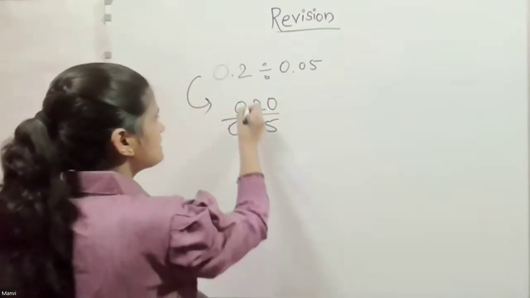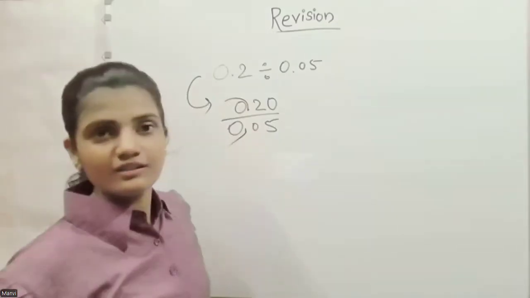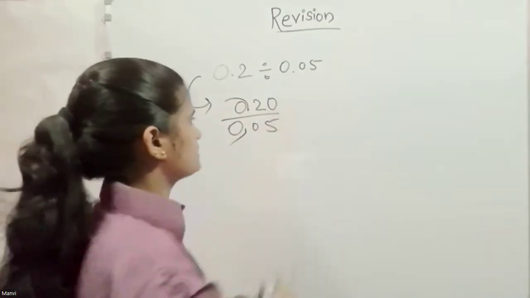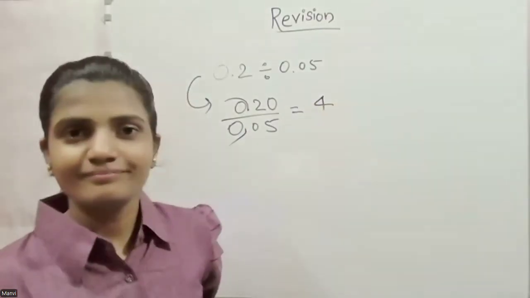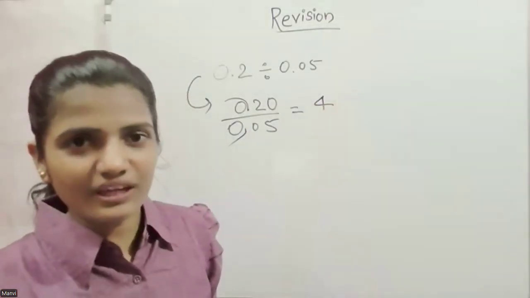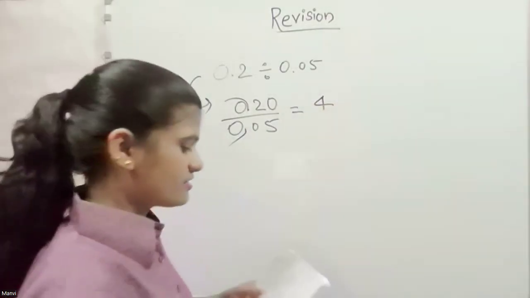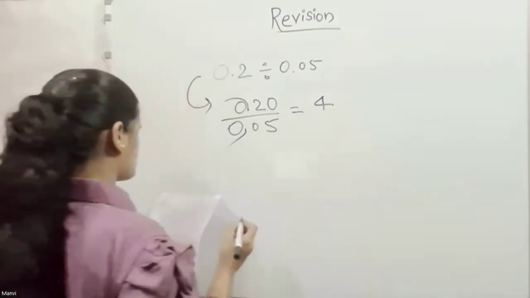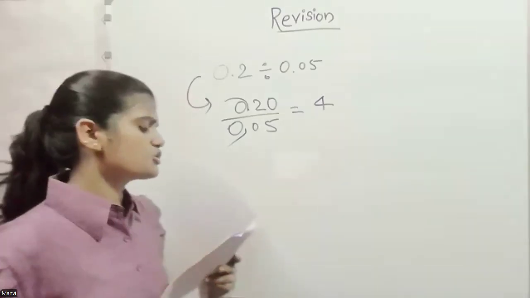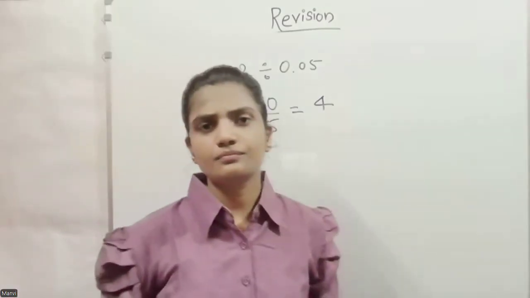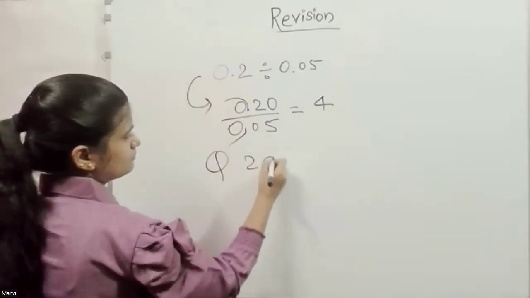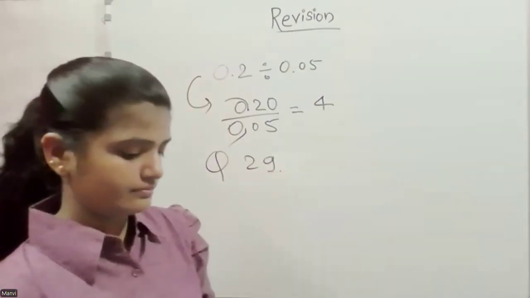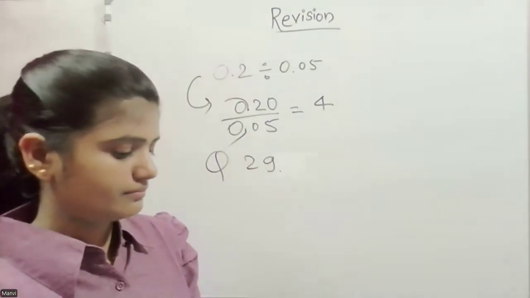We can easily cancel that decimal point. This is 5, that is 20. So the answer will be 4. As simple as that. Okay? Try one question based on this. You can try question number 29. Question number 29, Kavya.